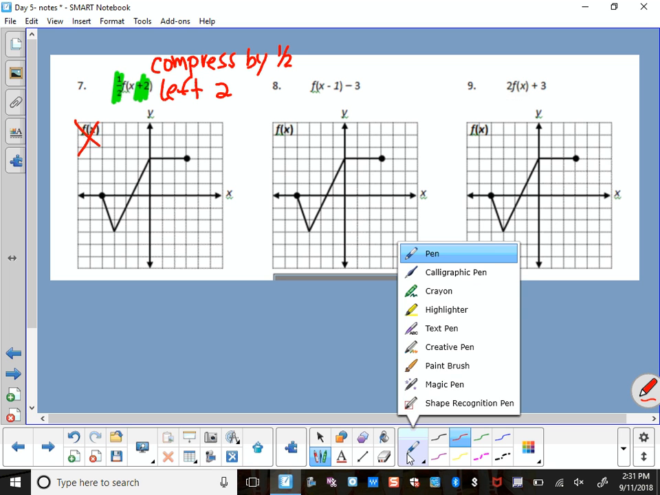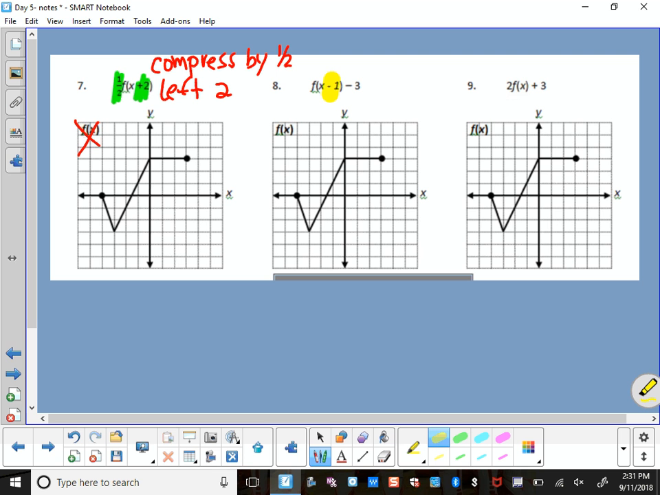Number 8, Charlie, I have 2 transformations. What are they? What's that -1 tell me to do? Go right. Yep, right how many? 1. Yep. What about my -3? Move down 3. Down 3. We can actually graph that one because it's not stretch or compress.